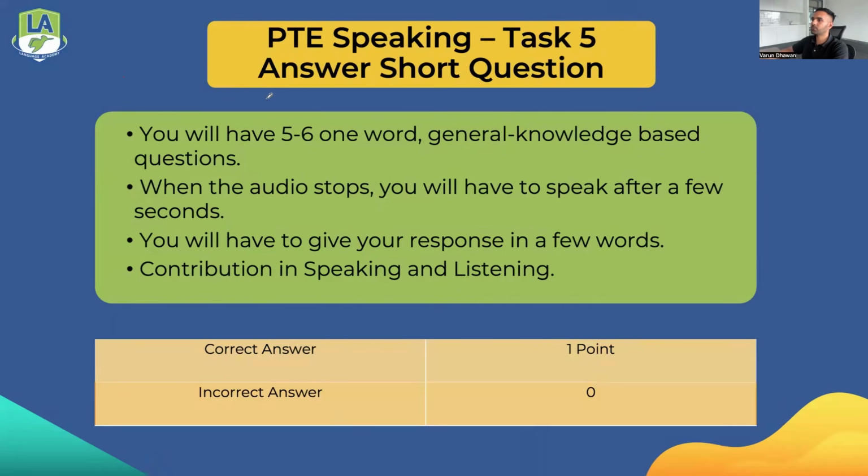The last question type is Answer Short Question. Not really important, I don't really need you to worry about this. What happens here? You'll get general knowledge based questions. You have to just answer in 1 or 2 words. You'll have 5 to 6 one word general knowledge based questions. Once the audio stops, you'll have to speak your answer after 1 or 2 seconds. This contributes to speaking and listening. You get 1 point for a correct answer, 0 for incorrect.